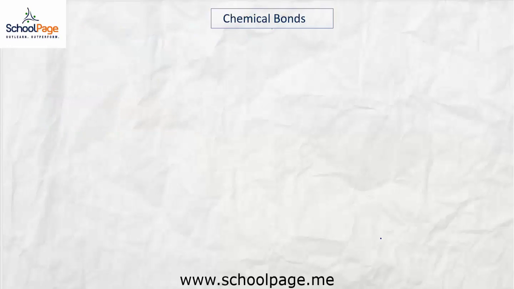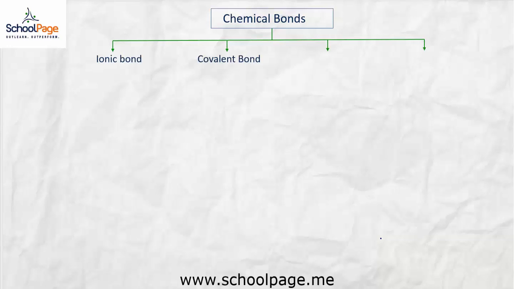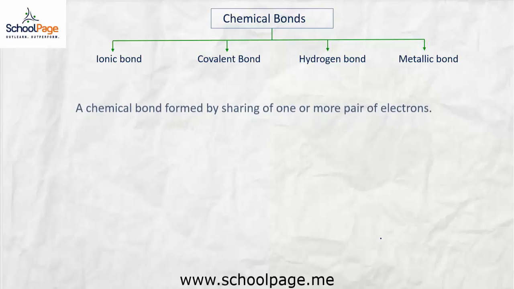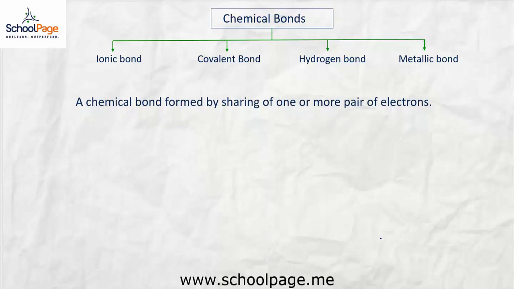Chemical bonds are of four different types. They are ionic bond, covalent bond, hydrogen bond and metallic bond. Of the four, ionic bond and covalent bond are very strong. Covalent bond is a kind of chemical bond formed by sharing of one or more pair of electrons. Atoms of different elements or the same elements come together, share the electrons between them and form compounds or molecules.